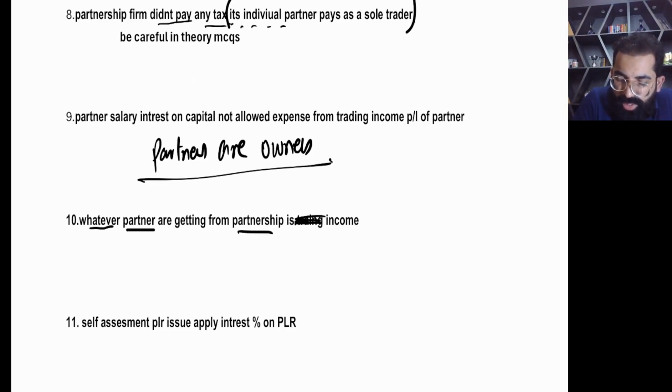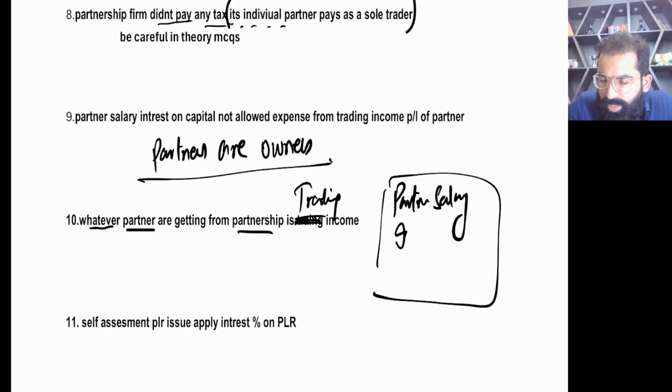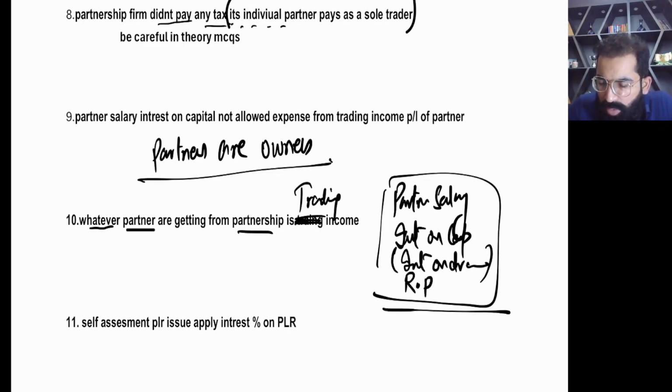It's not training, it's trading income. Because we do partnership for trade. We never do a job in partnership. So whatever you are receiving, remember this packet: the partner's salary, interest on capital, less interest on drawings. Then you have residual profit, RP. All these things, the bottom line is trading income. This is your trading profit.